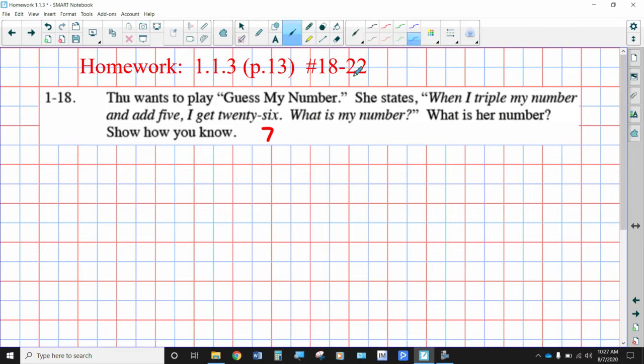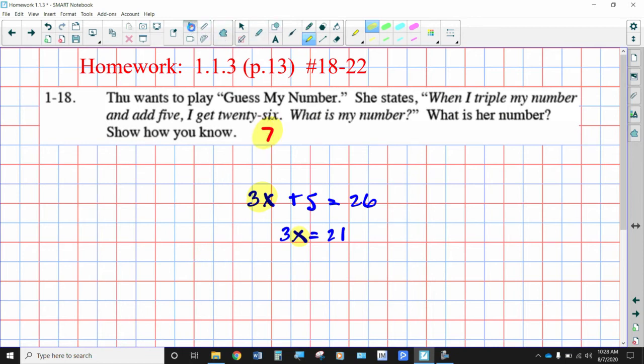All right, so let's play a guess my number. She states, when I triple my number, and then add 5, you will get 26. So I'm going to triple my imaginary number. I don't know what it is yet, but we're going to figure it out. 3 times the number, then add 5, you will get 26. What number do you add to 5 to give you 26 for an answer? That number has to be 21, right? So 3x must be equal to 21. And what do you multiply times 3 to give you 21 for an answer? That's 7. So her number must be 7.